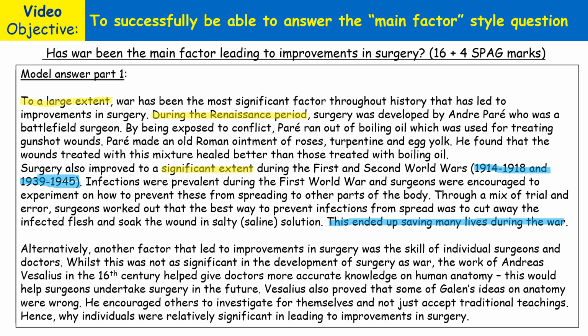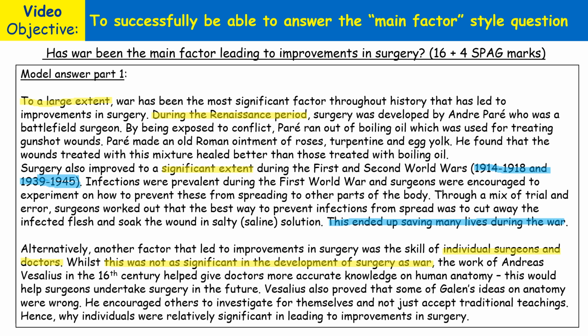In this paragraph, I'm going to be writing about the work and skill of individuals. So alternatively, another factor that led to improvements in surgery was the skill of individual surgeons and doctors. So that's the factor that we're writing about and addressing here. Individual skill. Whilst this was not as significant in the development of surgery as war, so again here we're giving a judgment that it was significant but not to the same extent as war was in the development of surgery.